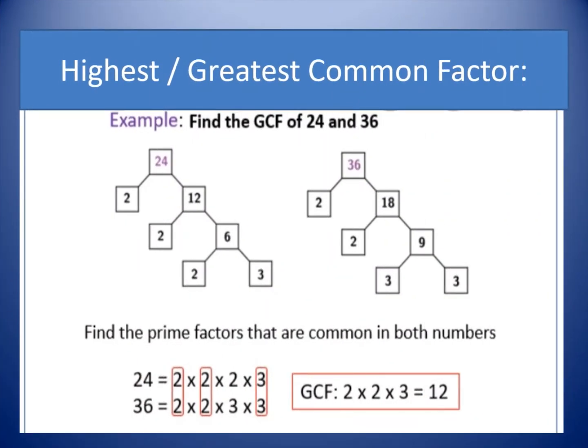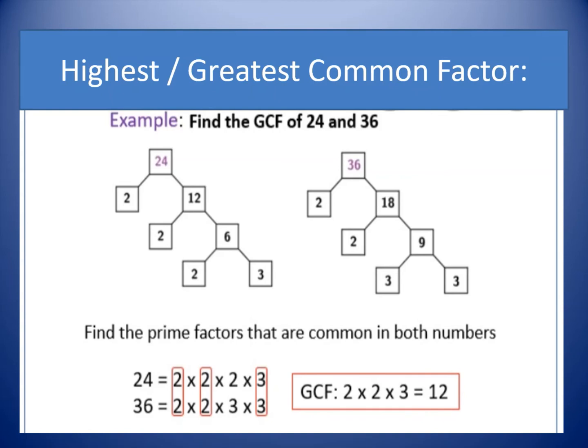Here, the next question comes about the factor tree, that is finding the highest or greatest common factor. So an example of the factor tree is given to you. As I have told you, firstly you need to make the factor tree. Then find the prime factors that are common in both the numbers.